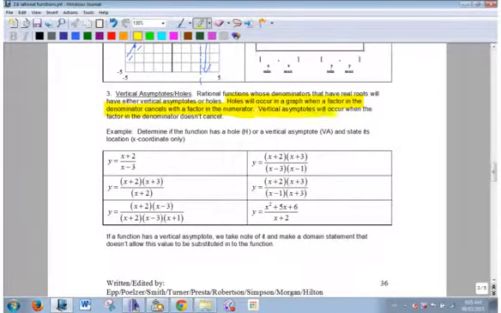If it doesn't cancel, then we just have what I gave you in grade 11, which was vertical asymptote. Okay? Point number 3. Determine if the function has a hole or a vertical asymptote and state its location, x coordinate only. Does something cancel here? No. So I have a vertical asymptote at x is 3.